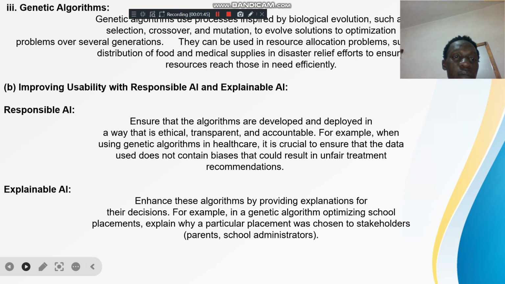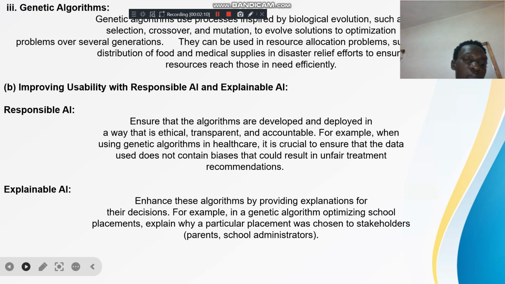How to improve usability with responsible AI and explainable AI. For responsible AI, you should ensure that the algorithms are developed and deployed in a way that is ethical, transparent, and accountable. For example, when using genetic algorithms in healthcare, it is crucial to ensure that the data used does not contain biases that could result in unfair treatment recommendations.